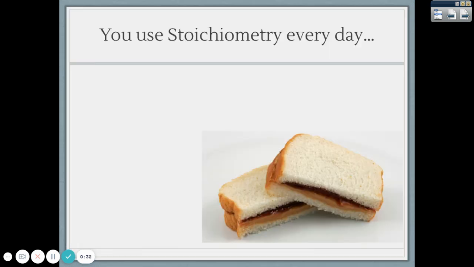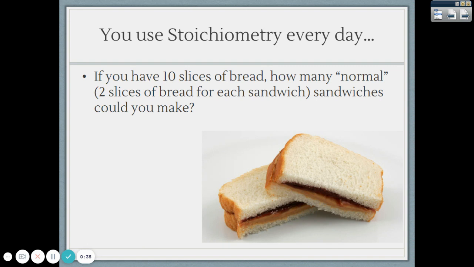Okay, so we use stoichiometry every day. I want you to think about it like cooking with certain recipes and the ingredients that are involved and how to get your product at the end. So this is a really simple example. If I have 10 slices of bread, how many normal sandwiches could you make? And I said normal because that would be 2 slices of bread per sandwich. So because it takes 2 slices to make one sandwich, we are only going to be able to make 5 sandwiches with 10 slices of bread.